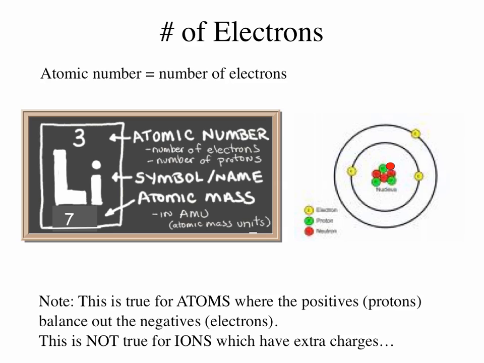This means that the positives, the protons, balance out the negatives, the electrons. So in a neutral atom, there are the same number of positives as negatives, so the number of protons and electrons are the same. This is not going to always be true for something called an ion. An ion has an extra charge, and it might be an extra positive or it might be an extra negative.